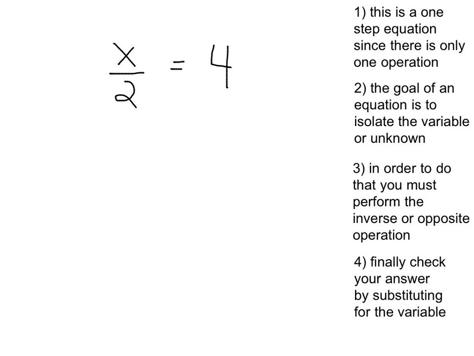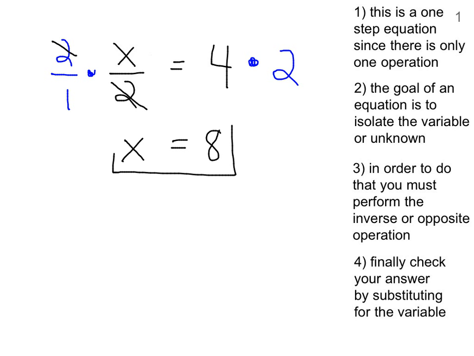So instead of dividing by 2, what we are going to do is multiply by 2, and we'll make that a fraction. And on the other side, we need to multiply by 2, and we don't have to make that a fraction. Now we can cross cancel our 2's, and that's going to leave us with x. And 4 times 2 is 8. So right now our answer is x equals 8.